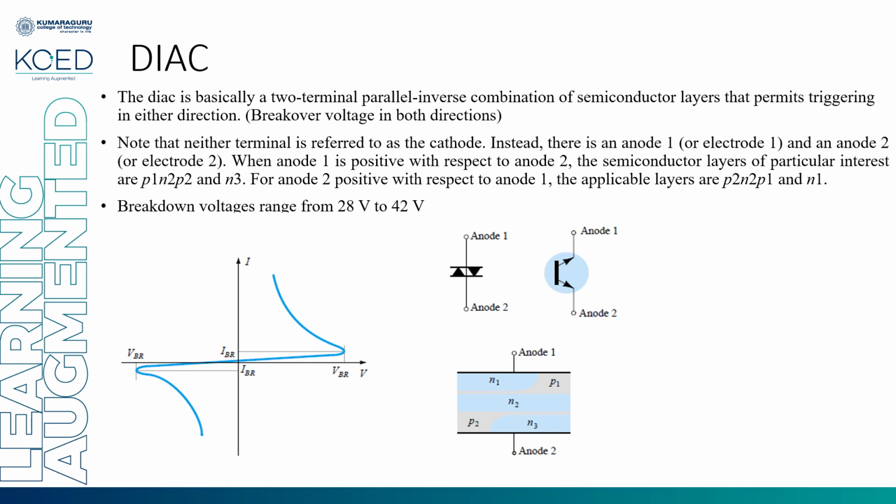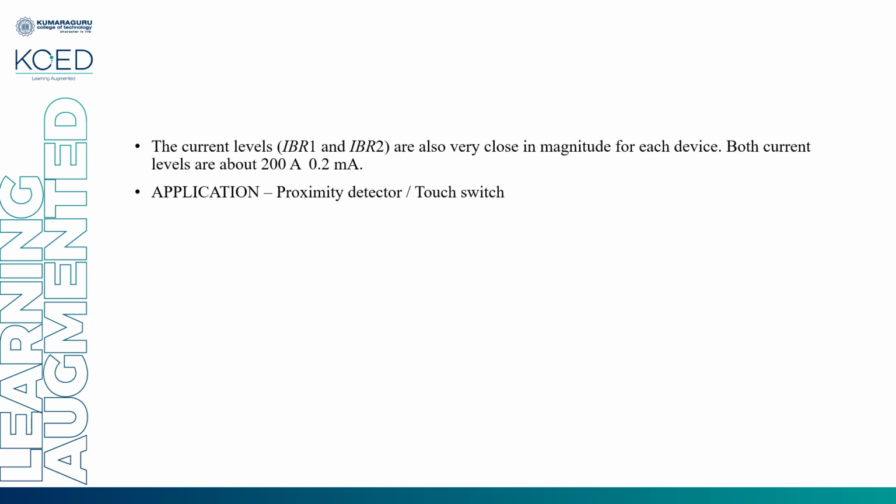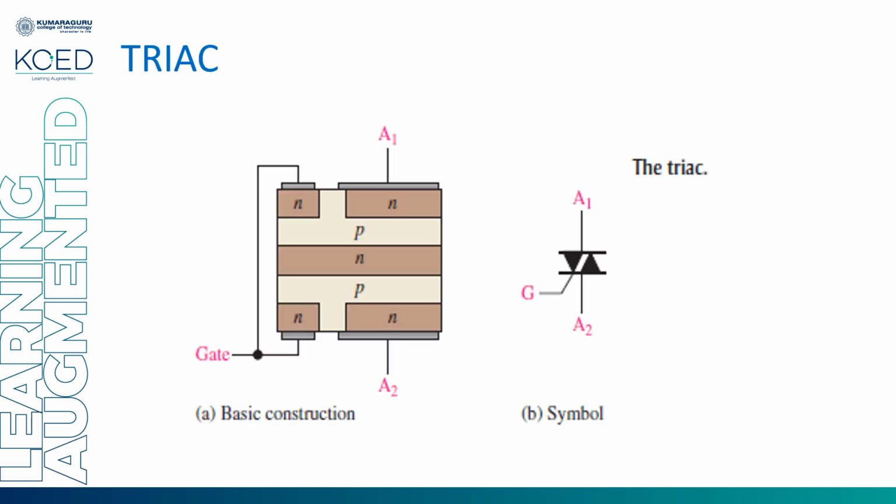Here the breakdown voltages range from 28 volts to 42 volts. The symbol is given, and how you call your terminals, anode 1, anode 2, is given, and the structure is also given. And the current level here is 200 amperes. And the main applications for this are proximity detector and touch switch.